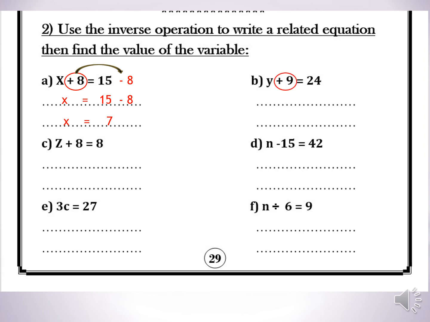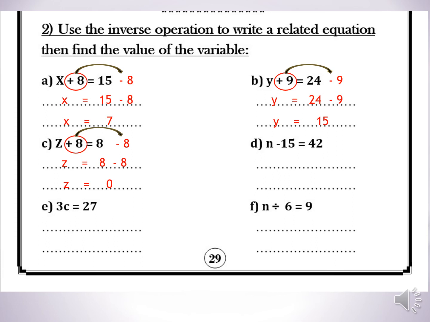In letter B, y plus 9 equals 24. Circle the 9, send it to the other side with the opposite sign. So it will be minus 9. So y equals 24 minus 9, so y equals 50. In letter C, z plus 8 equals 8. Circle the 8, send it to the other side with the opposite sign. So it will be minus 8. So z equals 8 minus 8, so z equals 0.